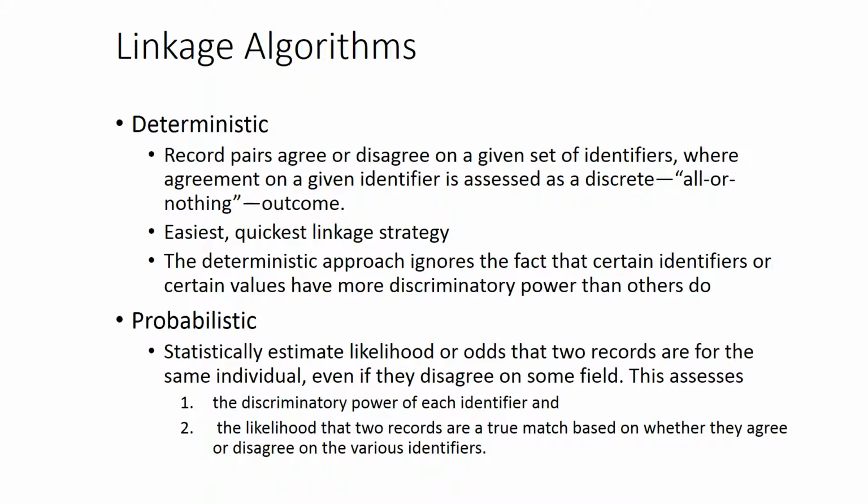Which leads us to the second method, which is probabilistic. Probabilistic record linkage is a statistical estimate of likelihood or odds that two records are from the same individual, even if they disagree on some field. So in order to make a probabilistic match, you'll have to assess the discriminatory power of each identifier and the likelihood that two records are a true match based on whether they agree or disagree on various identifiers used.